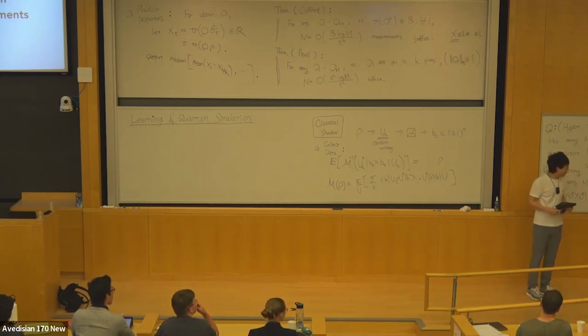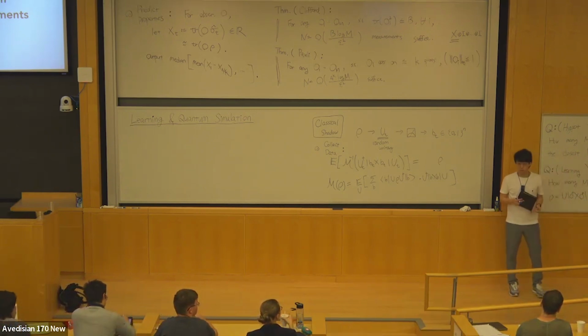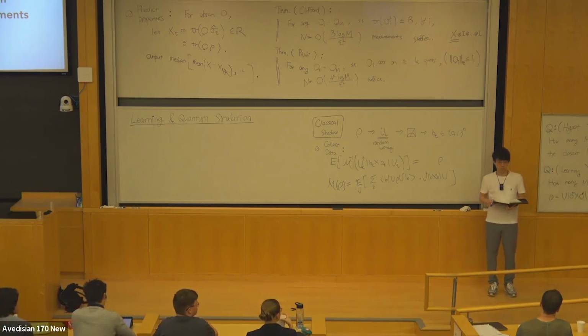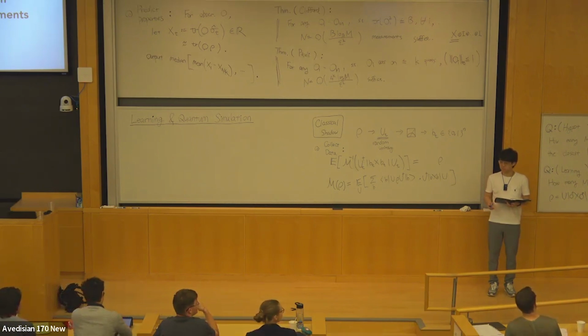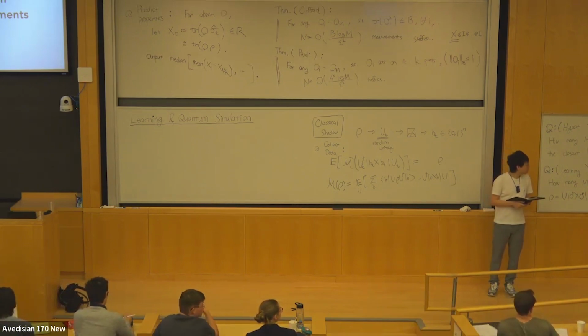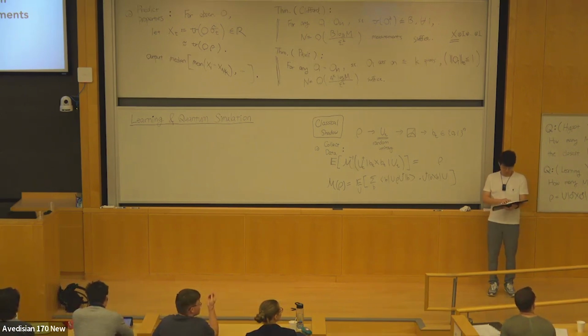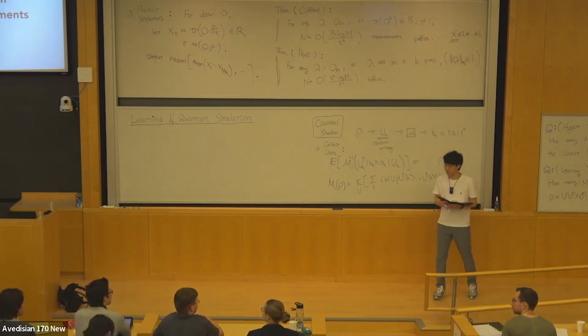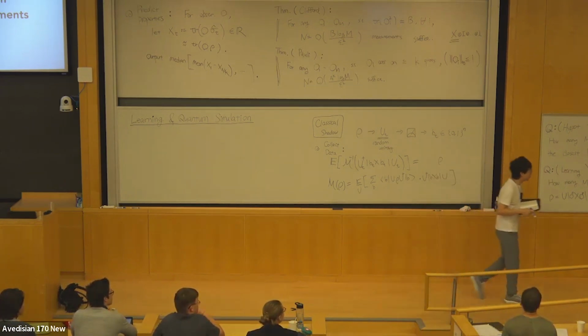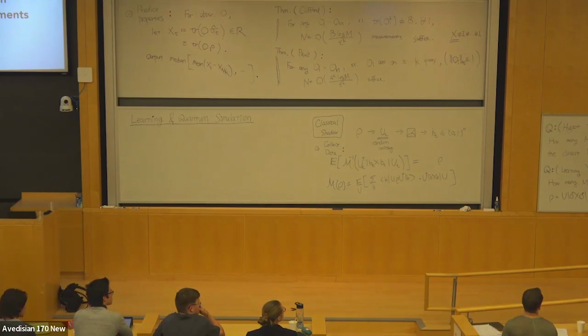How many measurements do we need in order to check if rho is close to psi? What is the best one could come up with? Feel free to raise your hand if you have some thoughts. Yeah, in order to check whether it's epsilon close, we only need order 1 over epsilon squared measurements. How are you thinking about this?